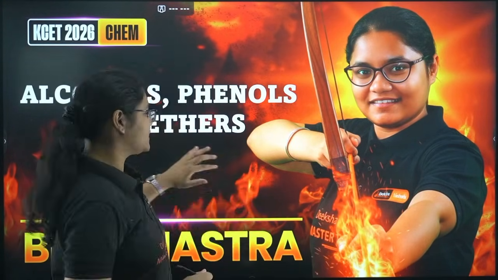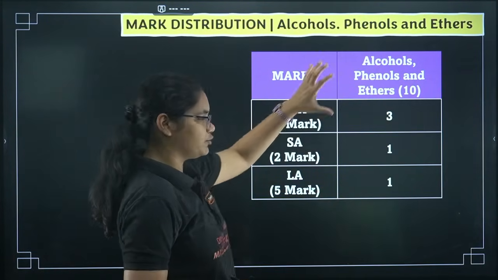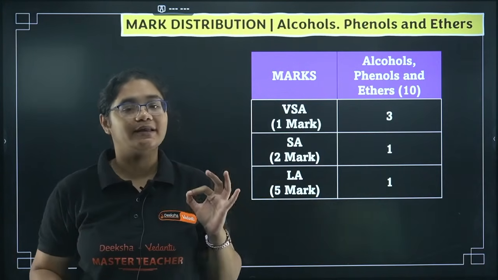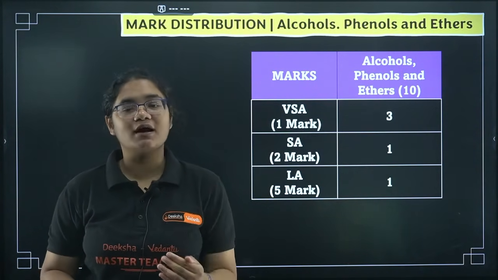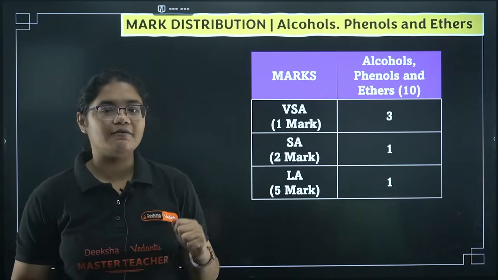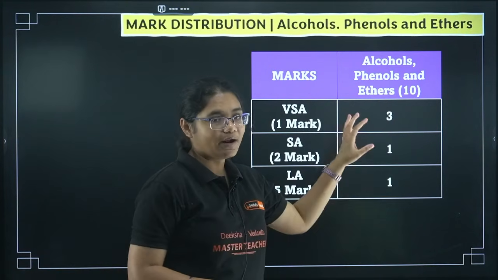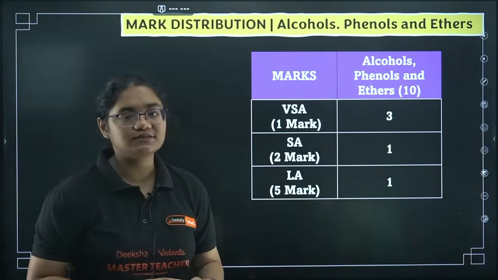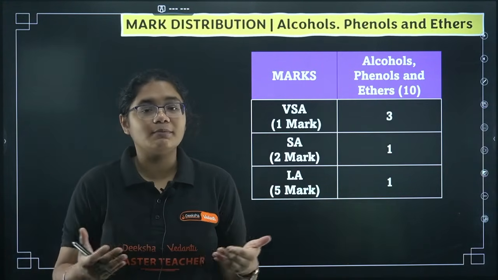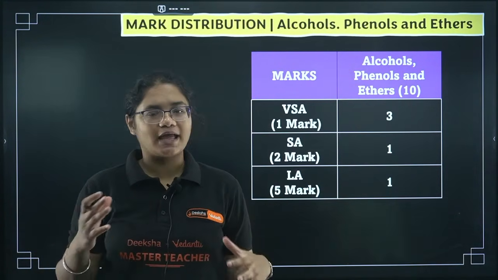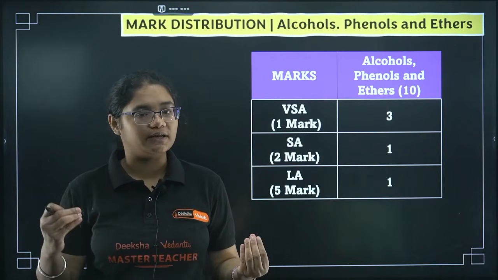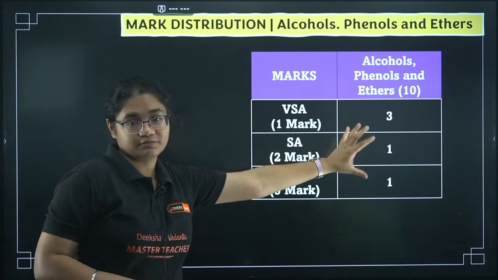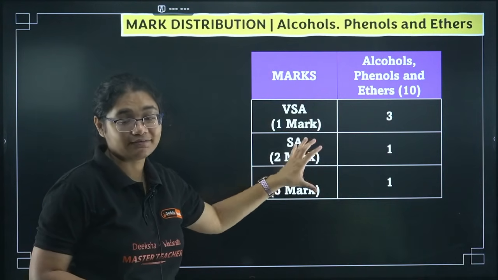Let me first explain the weightage of this chapter. Alcohols, Phenols and Ethers carries 10 marks in your final exams. Now how is this 10 marks distributed? You will have one 5-marker question and one 2-marker question, so 7 marks are done here, and 3 one-marker questions. This 1-marker can be in the form of MCQ plus fill in the blanks. So overall 10 marks will be there from this chapter. Very important and high weightage chapter.